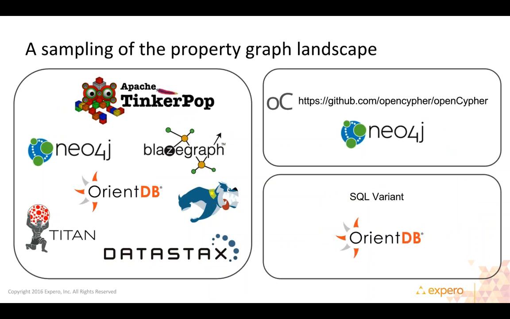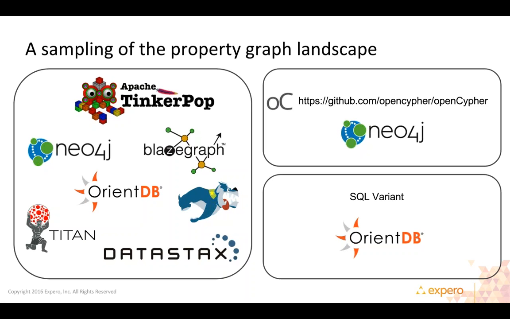Specifically in the property graph world, today I'm going to be talking about Apache TinkerPop. There's a number of vendors or graph providers that implement the Apache TinkerPop interfaces. You'll see there we have Neo4j, BlazeGraph, Stardog, OrientDB, Titan, and then DataStax is going to be releasing a graph database, DSE Graph.